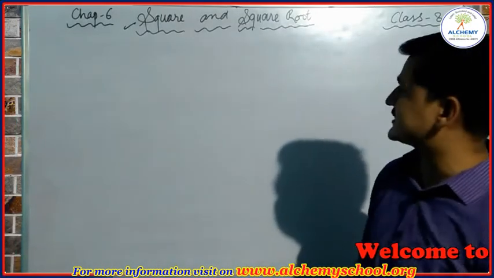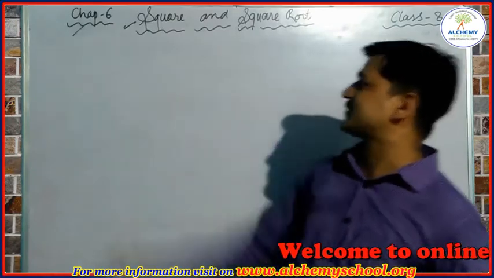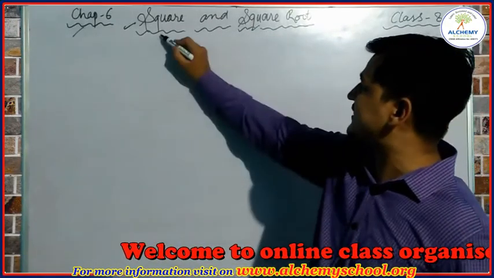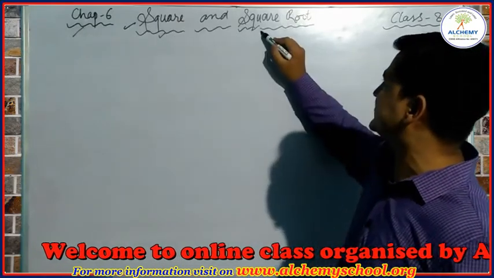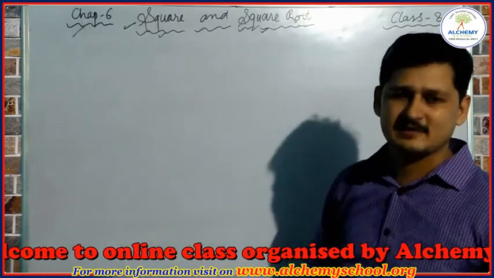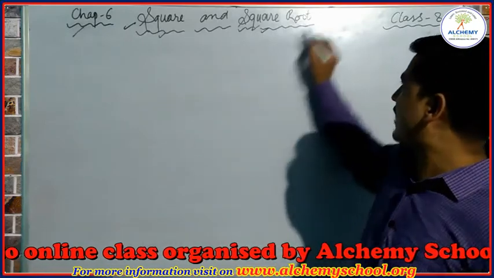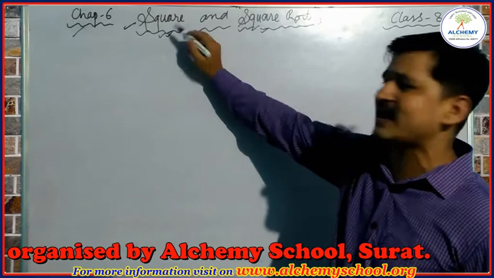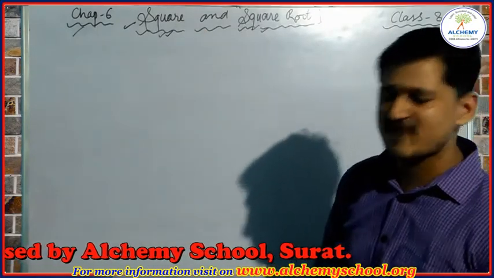Today we all are going to discuss a new chapter. The chapter is chapter number 6, square and square root. So we will try to understand here what is square and what is square root and how we can find these things. Okay, now we are not going to discuss the square root. First we will try to understand what is square and how we can find the square of any number.